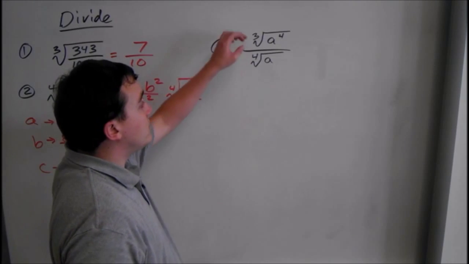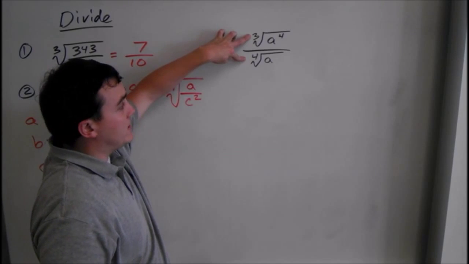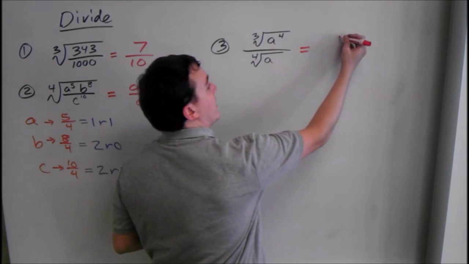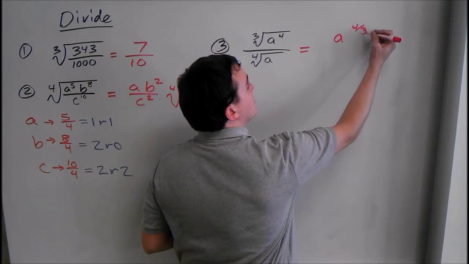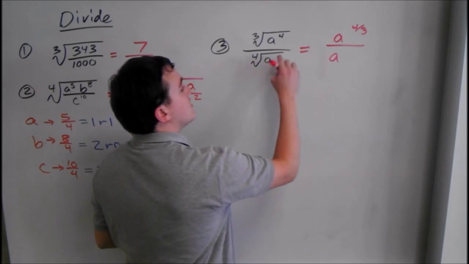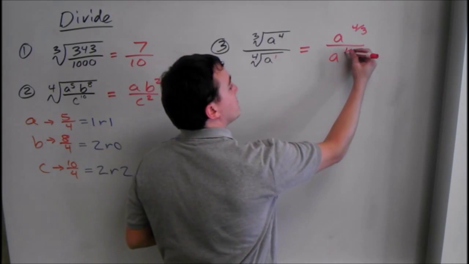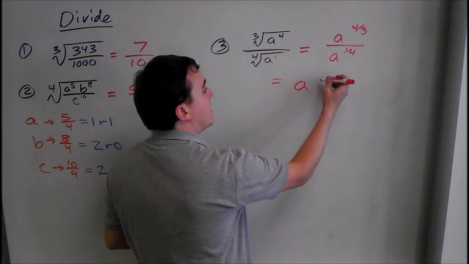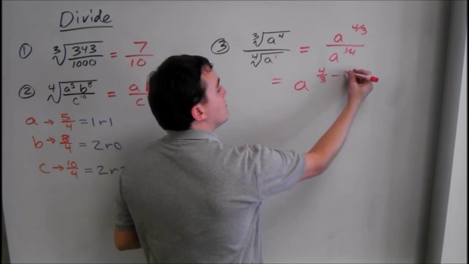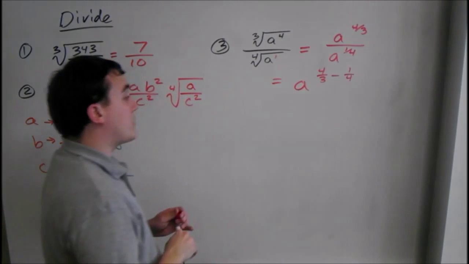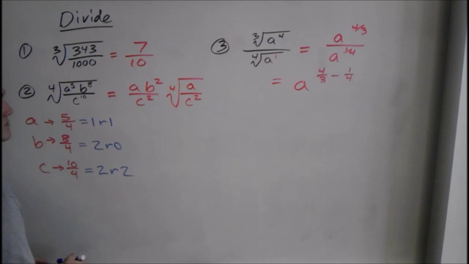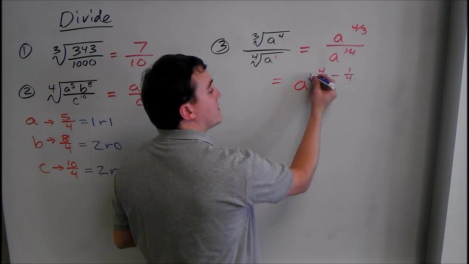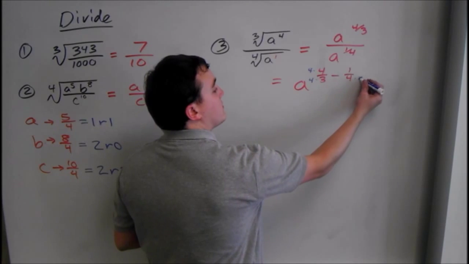And the last one, since these are not the same root, we can't really combine them, but we can write them as fractional exponents. We have 4/3, so a to the 4/3 over a to the 1/4. Whenever you divide, you subtract. So really this is the same as a to the 4/3 minus 1/4. Need a common denominator. So we multiply this. We know 3 and 4 both go into 12, so we multiply this by 4 and this by 3.